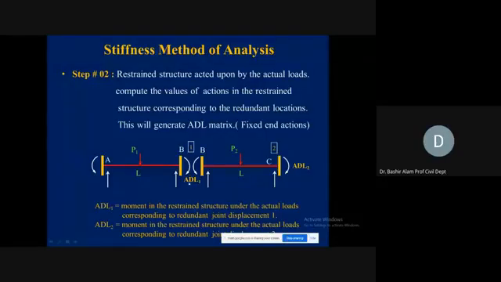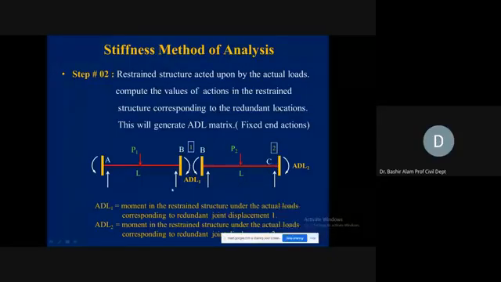ADL1, which will be here, will be the algebraic sum of these corresponding moments. Why are we taking moment? Because rotation was unknown. If it was, let's say, a translation, which would be a settlement here, then you would take the reaction as the corresponding action. ADL1 is the moment in the restrained structure under the actual loads corresponding to the redundant joint displacement 1. And ADL2 will be the moment in the restrained structure under the actual loads corresponding to the redundant joint displacement 2.